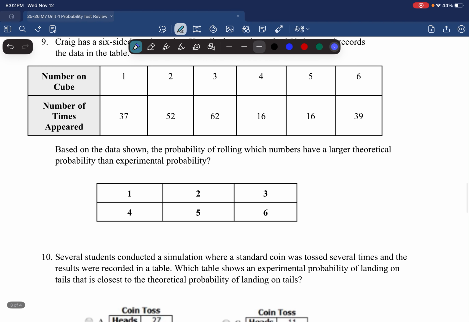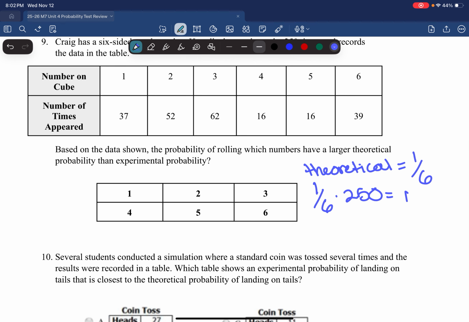So the theoretical, remember, there's 6 sides on a die, and I can only roll one number at a time. So theoretical is 1/6. I need to take 1/6 and multiply by 250.